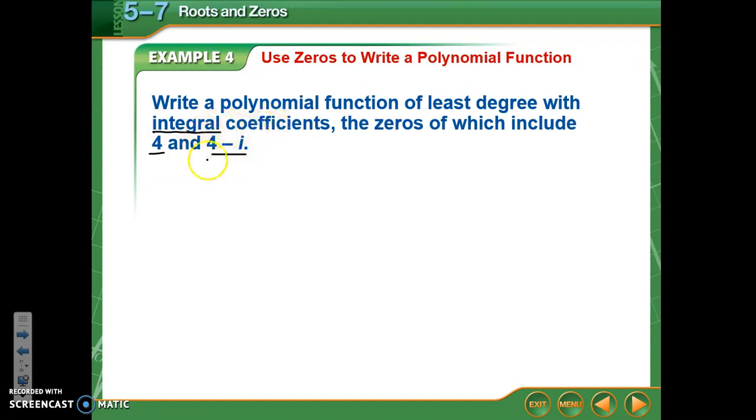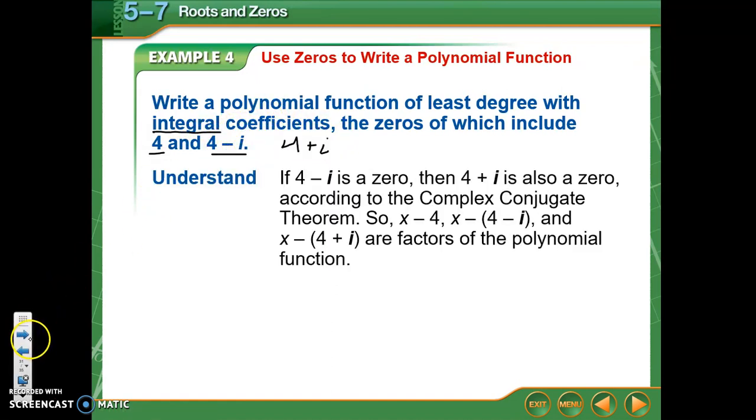Now, what they don't tell you here, because you're supposed to know, is that 4 minus i can't just happen by itself. If 4 minus i is a zero, 4 plus i, its conjugate, will also be a zero every time. You cannot have a complex zero that has an imaginary part by itself. They always come in conjugate pairs. So how are we going to set this up? We have to set up our factors.